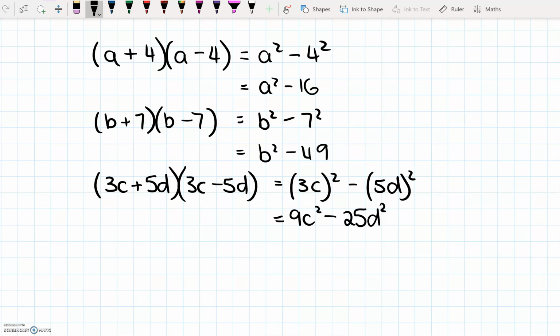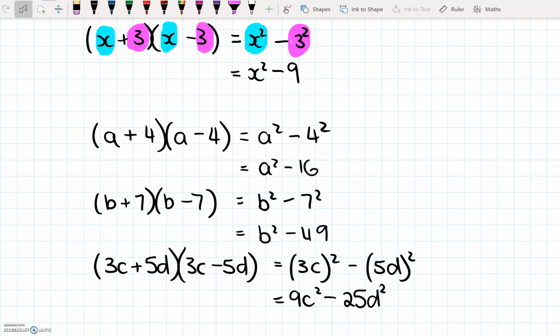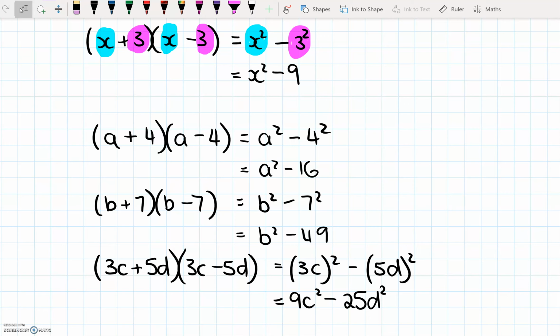That's it for difference of two squares. Please learn it, please use it. We teach you these shortcuts so that it saves you time in the future.